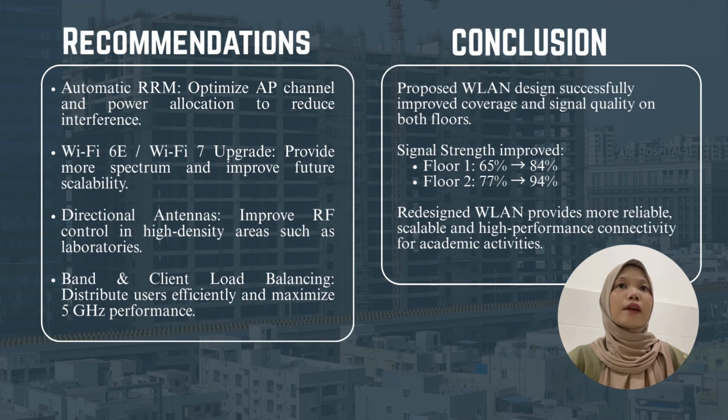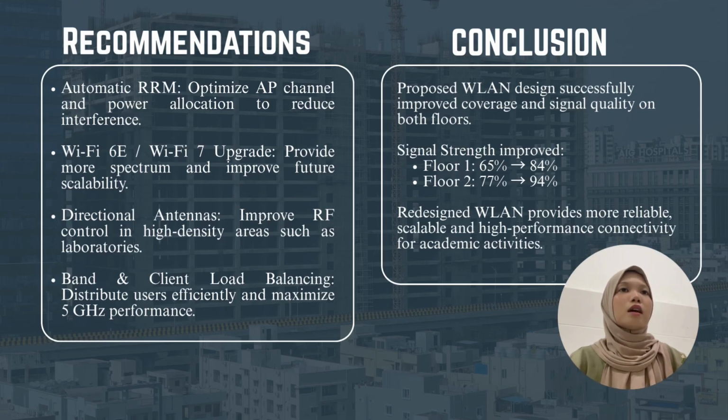Last is Chapter 5, recommendation and conclusion. There are 4 recommendations. First is automatic RRM, to optimize AP channel and power allocation to reduce interference. Second is Wi-Fi 6 or Wi-Fi 7 upgrade to provide more spectrum and improve future scalability. Third is directional antenna to improve RF control in high density area. And fourth is band and client load balancing to distribute users efficiently and maximize 5 GHz performance.